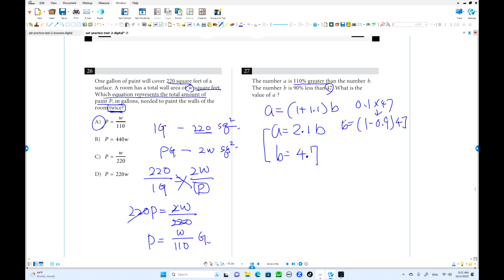What is the value of A? The value of A equals 2.1 times 4.7, right? Okay, 987, two decimals, 9.87 is the answer, okay?